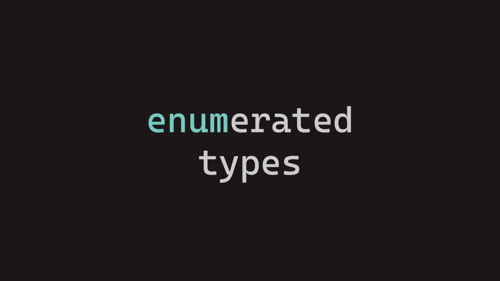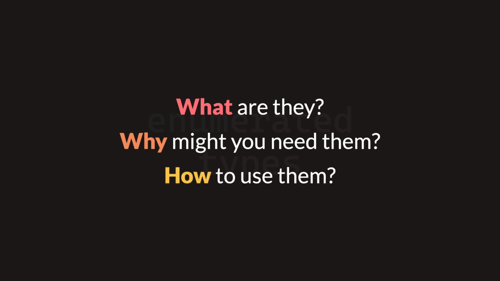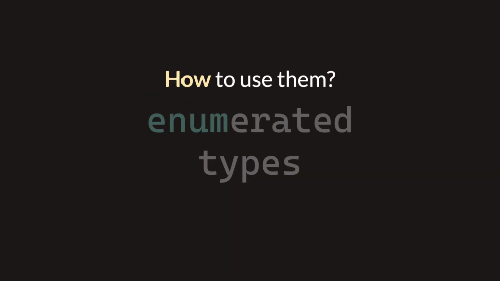Enumerated types. What are they? Why might you need them? And how to use them? I'll try my best to answer those questions in this one.